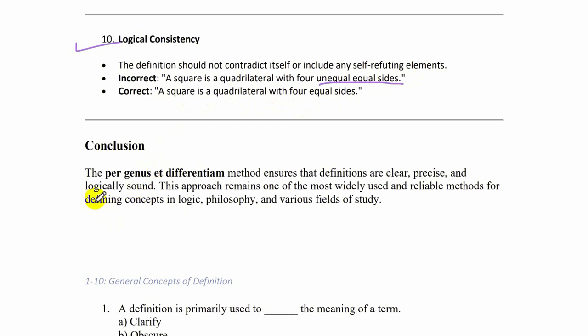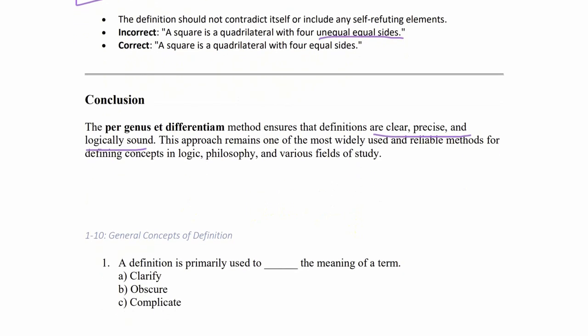Conclusion. The per genus et differentium method ensures that definitions are clear, precise, and logically sound. This approach remains one of the most widely used and reliable methods for defining concepts in logic, philosophy, and various fields of study. Now let's do some fill in the blanks.